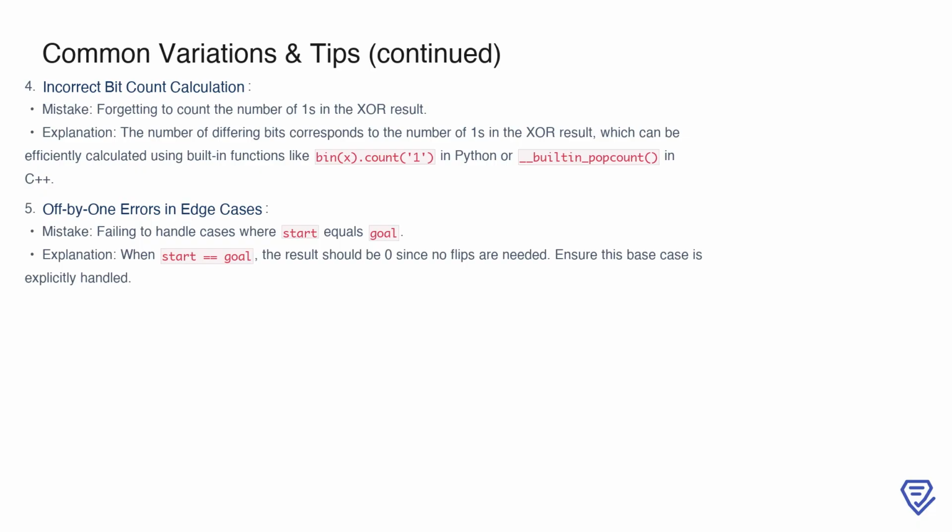Additionally, watch out for off-by-1 errors, particularly in edge cases. For example, when the start and goal integers are equal, the answer should be 0 because no flips are required. Failing to explicitly handle this case may result in incorrect outputs or unnecessary operations.